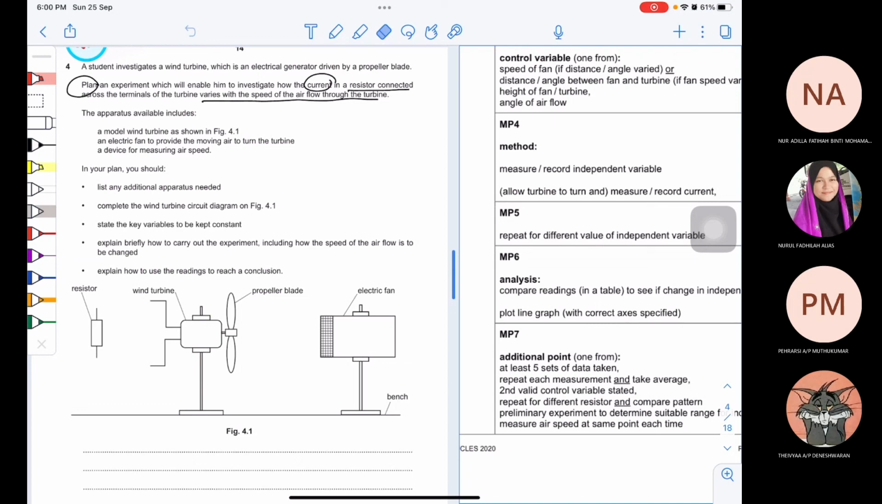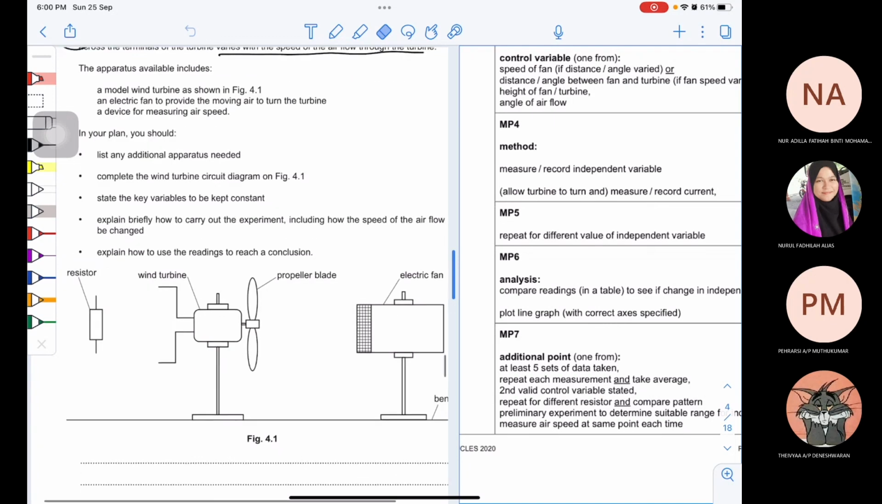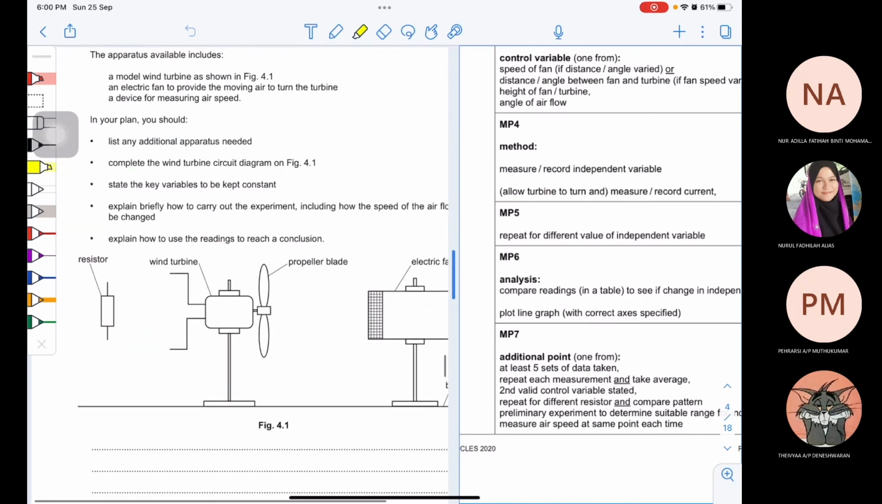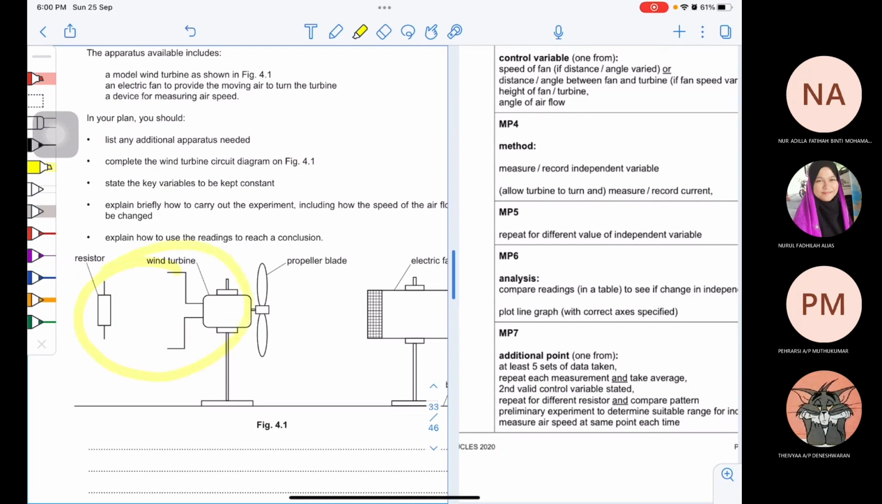Dia kata complete the wind power supply. Okay. This, apa? Battery ke whatsoever lah. Dan dia kata complete the wind turbine circuit. Nampak tak circuit ni incomplete. Jadi macam mana nak complete kan? You kena ada parallel circuit ke ataupun series circuit. Okay. So nak sambungkan macam mana tu? So tak kisah macam mana pula, as long as you boleh dapat benda tu berfungsi.